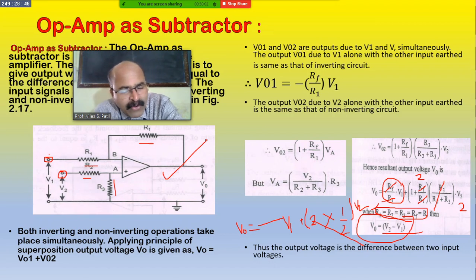आणि V02 हा 1 प्लस RF डिवायडेड बाय R1 इन टू VA, and where VA is equal to V2 divided by R1 plus R3, R1 plus R3 into R3, R1 plus R3 into R2 plus R3 into R3 मिळेल. आणि हे सगळं V01 plus V02 केलं आणि R1, R2, R3, R4 आणि RF यांच्या व्हॅल्यू जर समान घेतल्या तरी एकमेकाला ते कॅन्सल होतील आणि आपल्याला मिळेल दॅट इज V0 इज इक्वल टू V1 प्लस टू वन हाफ इन टू V2. देन बाय रिअरेंजिंग टर्म, V2 मायनस V1 आपल्याला आउटपुट मिळेल आणि दॅट विल बी द सबस्ट्रॅक्टर or the difference between two value.